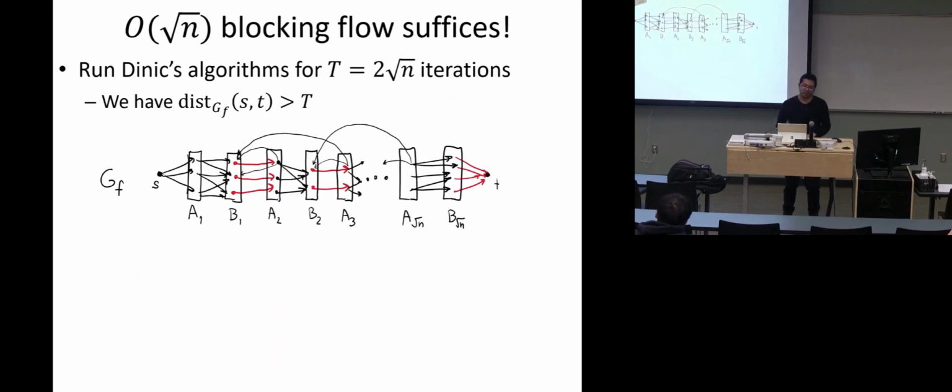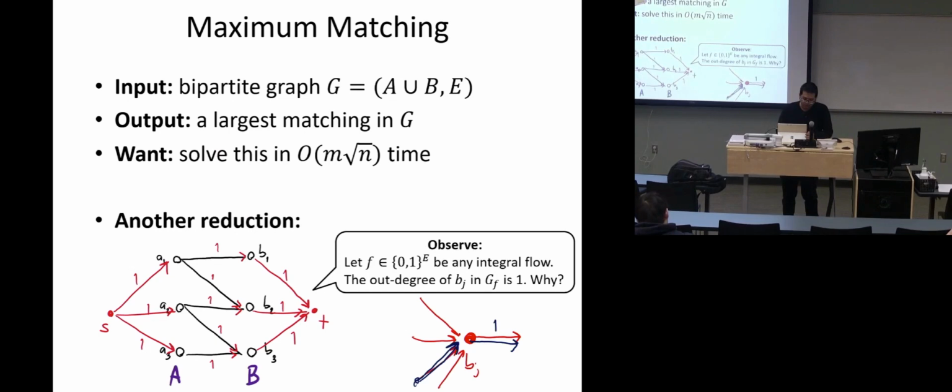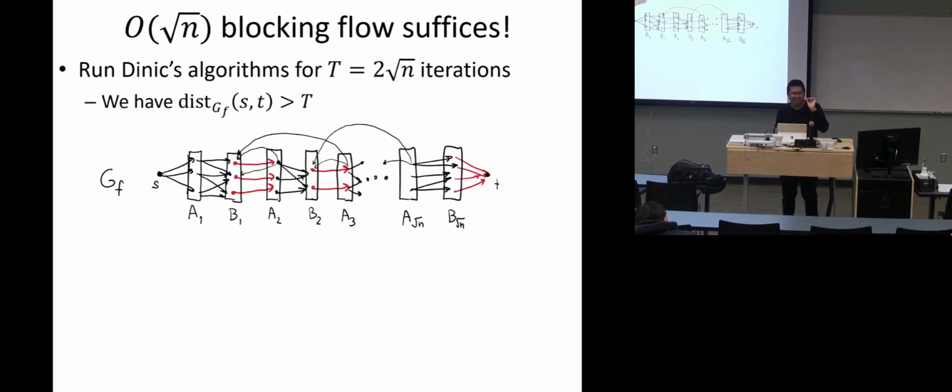And now, imagine this. What I'm going to do is just run Dinic's algorithm in this graph. But instead of running Dinic's algorithm for n iterations, let's say that we stop early. We just stop Dinic's algorithm after root n iterations. Okay. So after root n iterations, we know that the distance from S to T is at least root n.